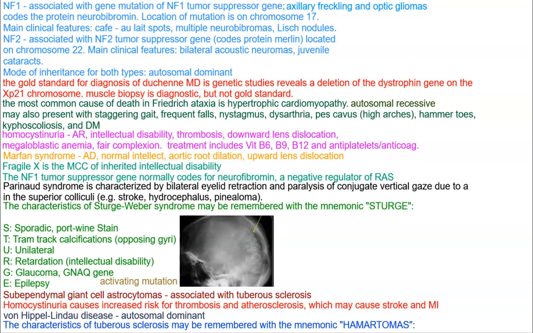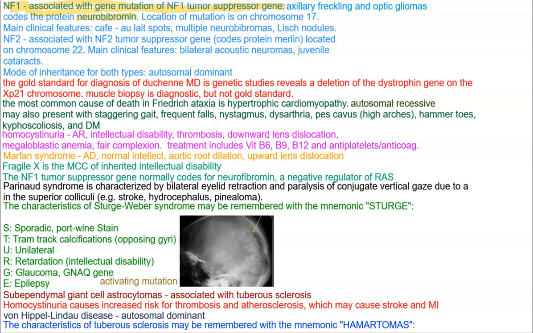So first one is neurofibromatosis. And I know that neurofibromatosis can get kind of confusing because there are two types. So we'll talk about NF1 first. This is associated with the NF1 tumor suppressor gene, which makes sense because we're talking about NF1. And that gene codes the protein called neurofibromin.